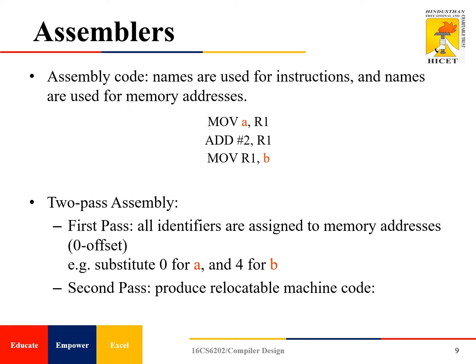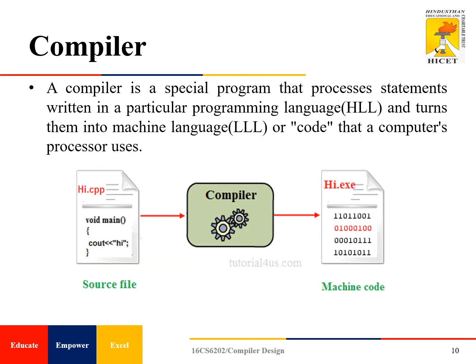There is a two-pass assembly. First pass, all identifiers are assigned to memory addresses, starting at offset 0. Example, substitute 0 for A and 4 for B. Second pass, produce a relocatable machine code that is used for calculations. A compiler is a special program that processes statements written in a particular programming language, that is called high-level language, and turns them into a machine language or code that a computer processor uses.